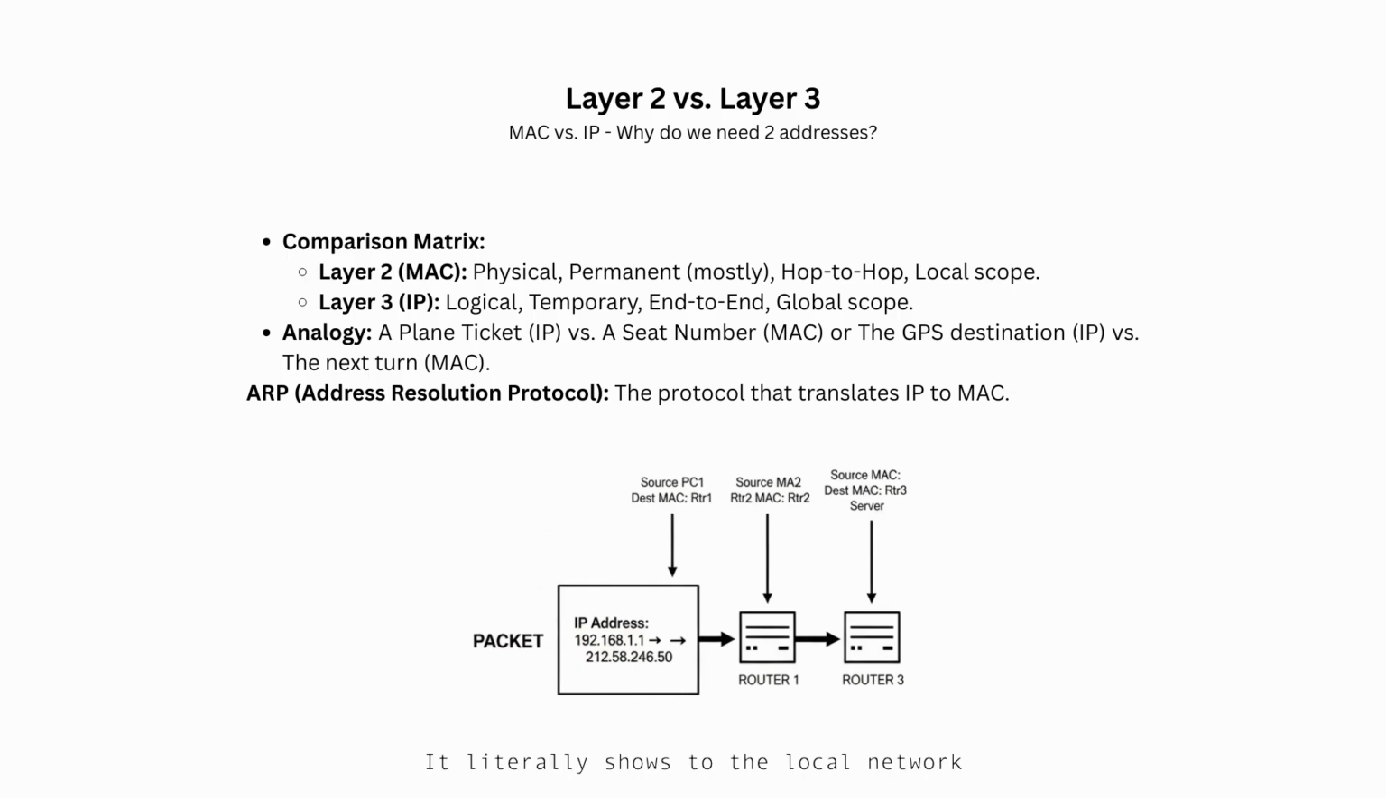It literally shouts to the local network, "Who has this IP?" and the device replies with, "I do. Here is my MAC address." ARP is also Address Resolution Protocol. I forgot to mention the full form.